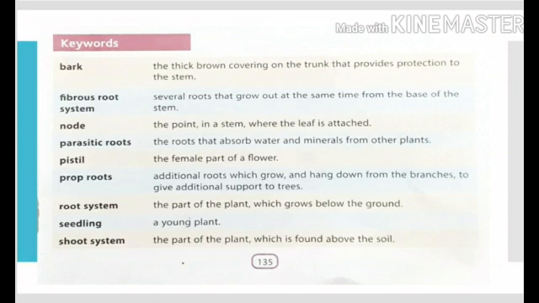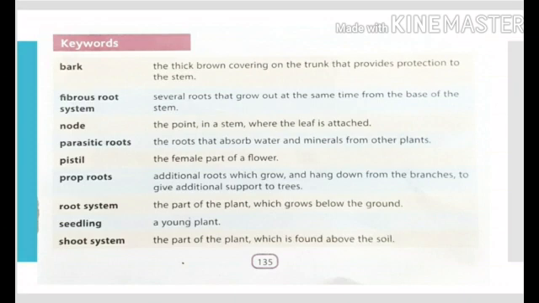What is bark? Bark is a brown covering present on the trunk that provides protection to the stem. There are two types of roots we have already studied, taproot and fibrous root. So these are the two types of root system. What is node? Node is the point on the stem from where the leaf starts arising.